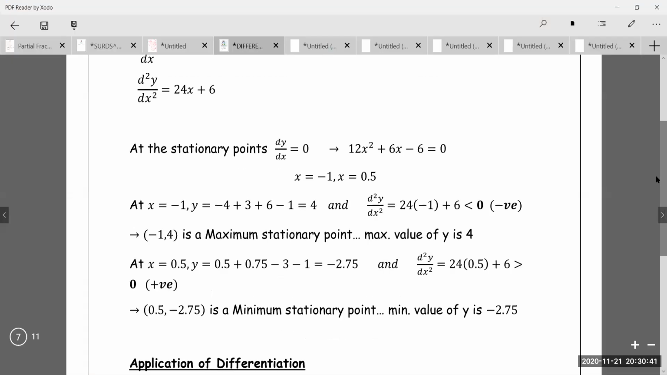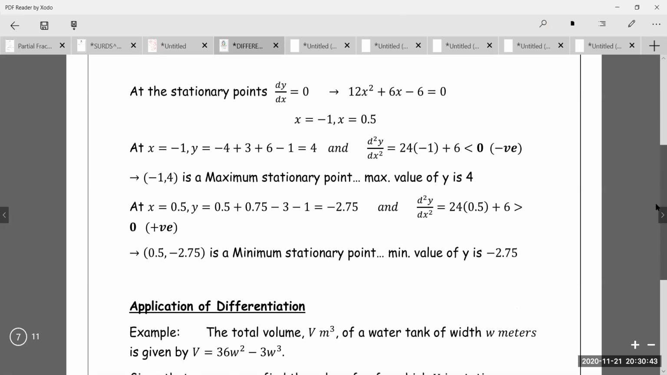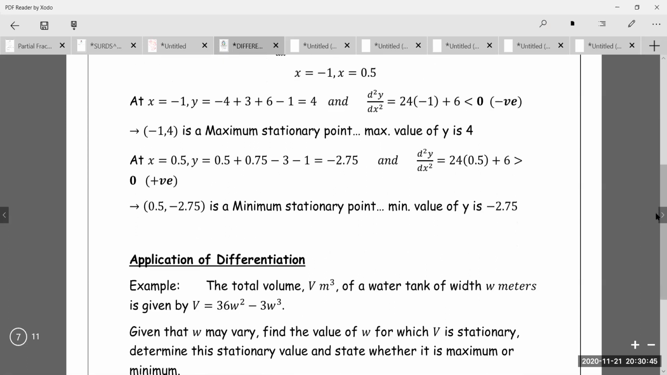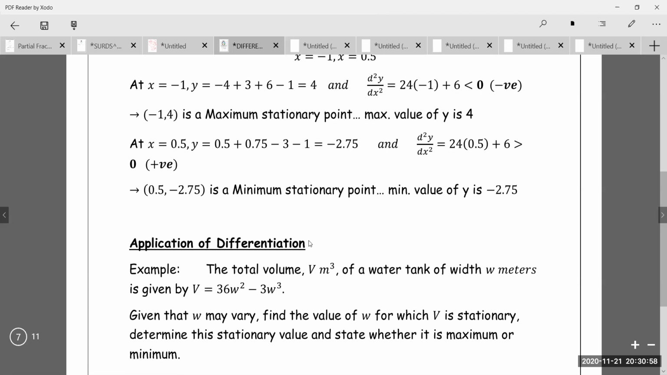Finally, now we're going to look at application of differentiation. So as you can see here, this is a real life application now. You were asking me where we use this, and as I was saying, we mainly use this in the mathematics area. So this is a real life question.